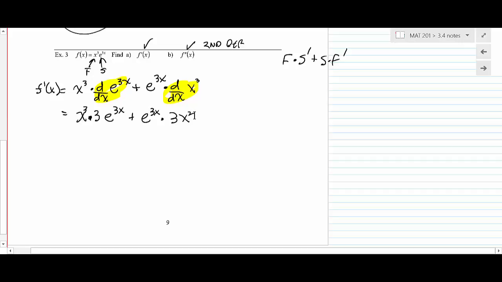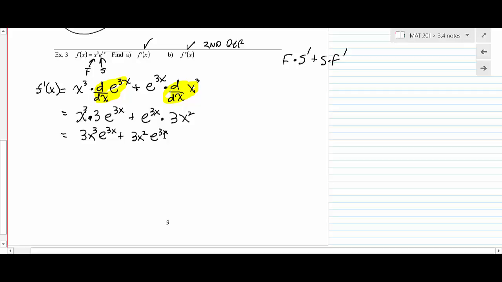3x to the second. Okay, that's your first derivative. It's not simplified, so let's go ahead and simplify this. If we do this, we would have 3x to the third, e to the 3x, and then over here we'd have 3x to the second, e to the 3x, like that.